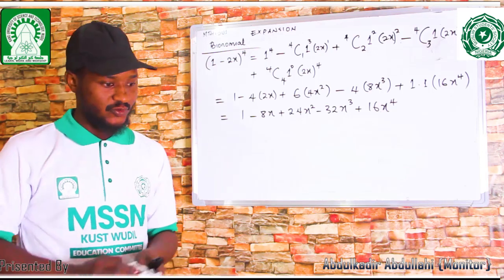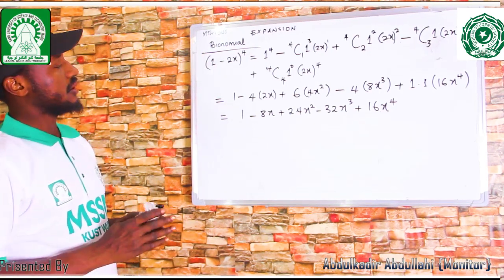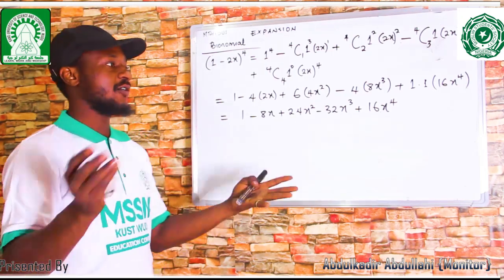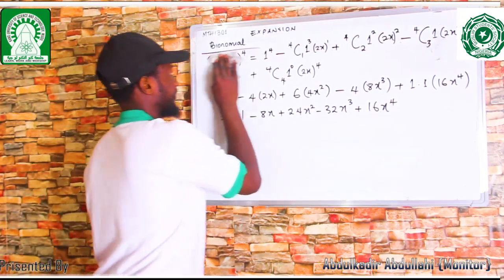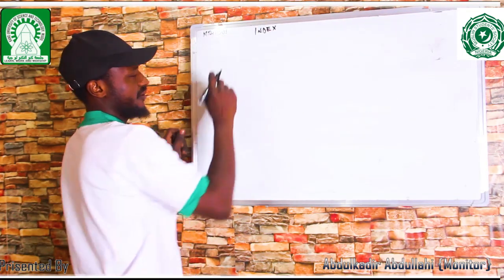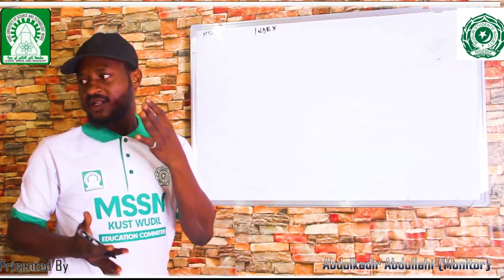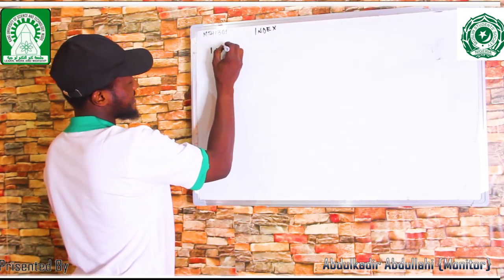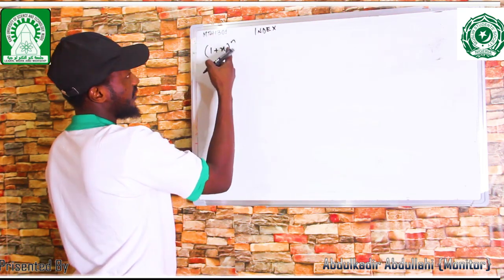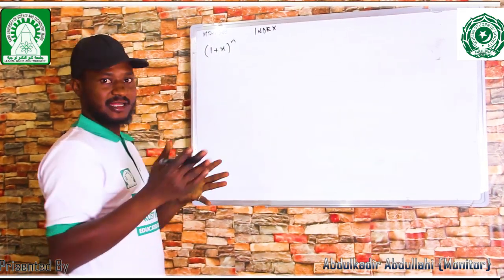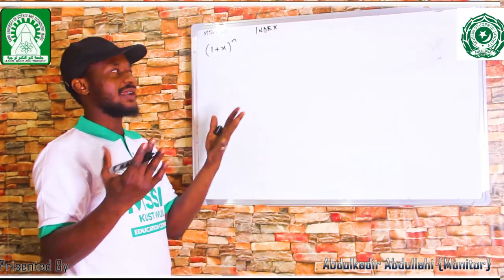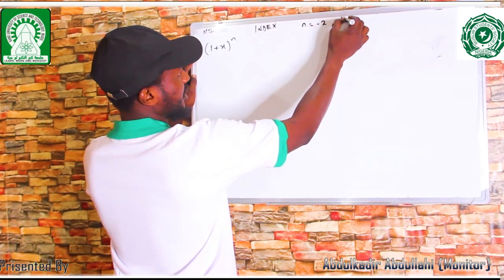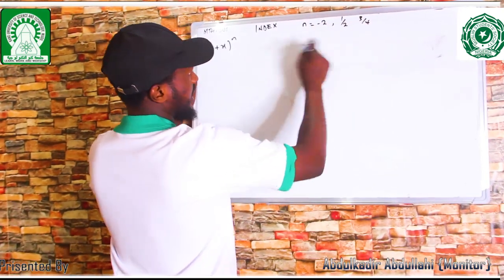So the next one, let me just introduce expansion of a number whose power is an index. Index here, I mean when it is having a negative power or it is having a rational power. For instance, if I have 1 plus x power n, where n is negative or rational, my n might be minus 2, my n might be 1 over 2, might be 3 over 4, something like this.